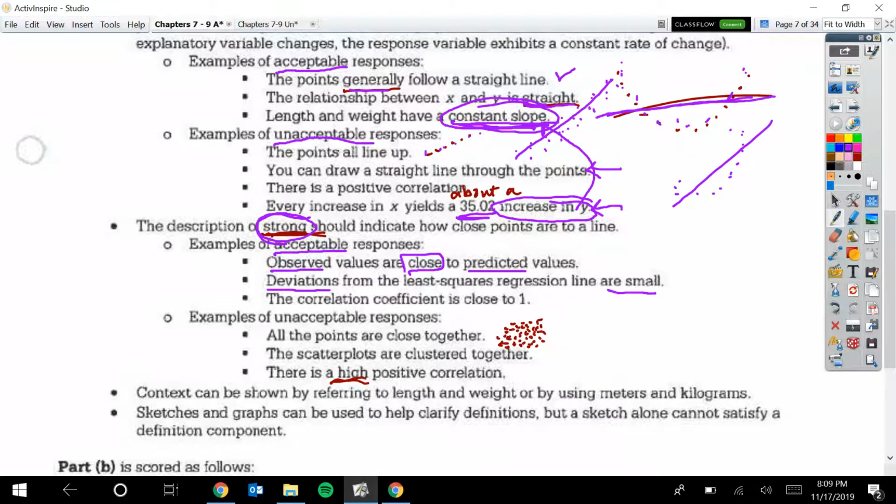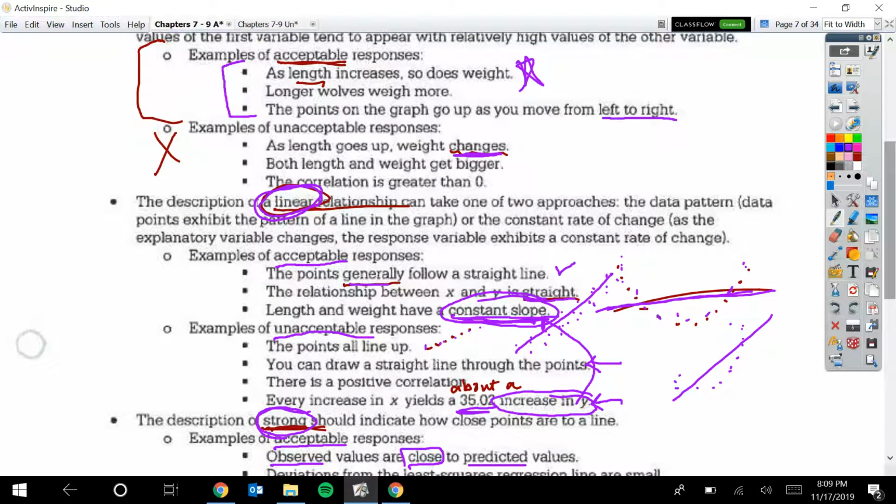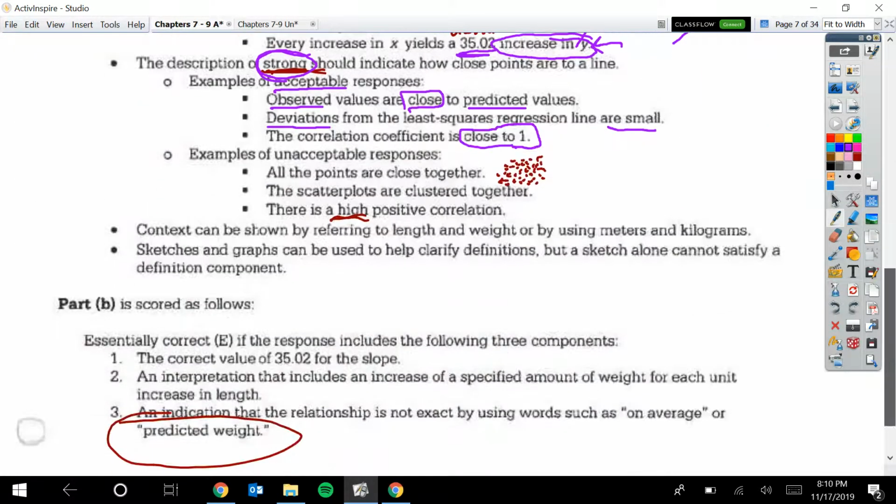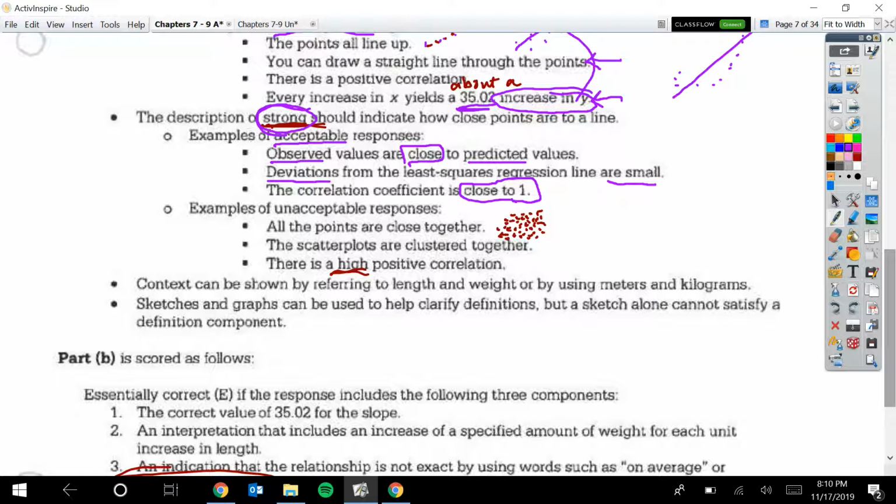Wow, they accepted you saying the correlation coefficient is close to 1. Interesting, because they didn't accept you just saying something about that for positive. They did not accept you saying the correlation is greater than 0. Okay, so there you go. And then examples of unacceptable. All the points are close together. Okay, so that's not okay because all the points being close together, like this picture shows here, you can have this right there. That doesn't mean that it's a strong correlation around this line. The scatter plots are clustered together.